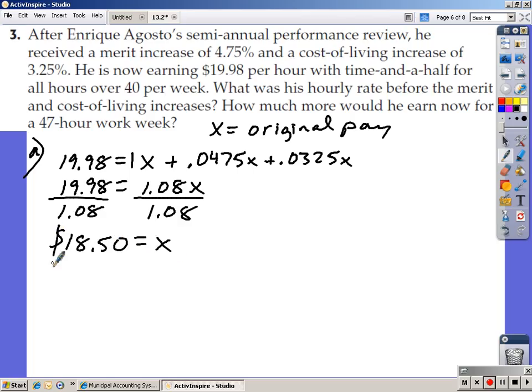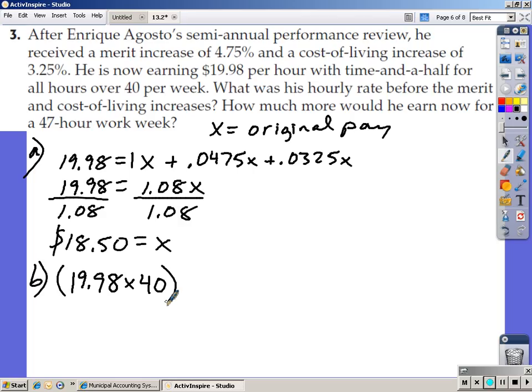Okay? Now, for Part B. Part B simply asks us to find how much more would he earn now for a 47-hour work week as opposed to what he would have earned. Okay? So, let's set it up. If you remember back to chapter 1, you take your pay that you receive an hour. So right now we're making $19.98 and you get paid for 40 hours. That right there that I just wrote on the board represents your straight pay. Okay, there's no overtime included.